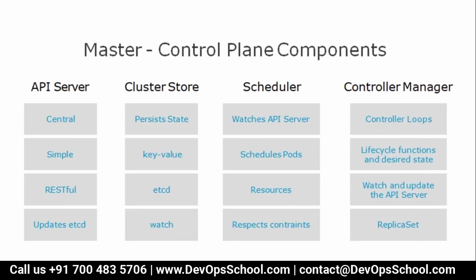So this is the only master, right? Remember. In a simple summary, what is a master? The control plane components. You have 4 components: API server, cluster store, scheduler, and controller manager. The API server is central. It has to be central. Simple interface. Anyone can reach it through the RESTful APIs, and it updates etcd. Cluster store, what is this? It's a persistent store, storing the data in key and value format, powered by etcd, and you can watch it from anywhere, wherever you want.